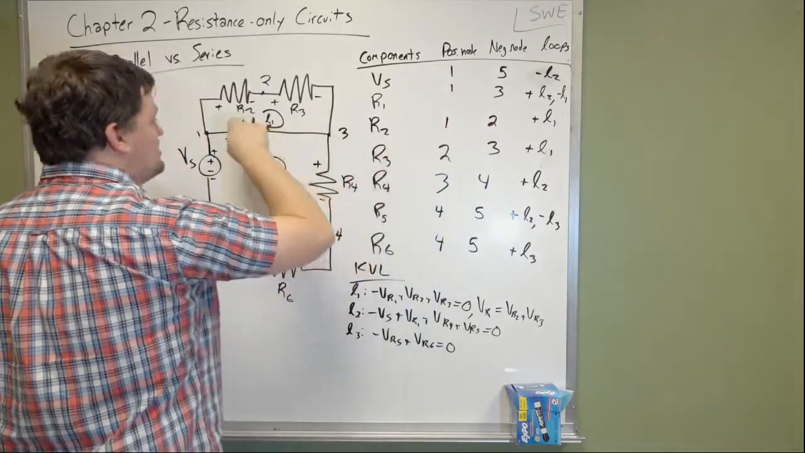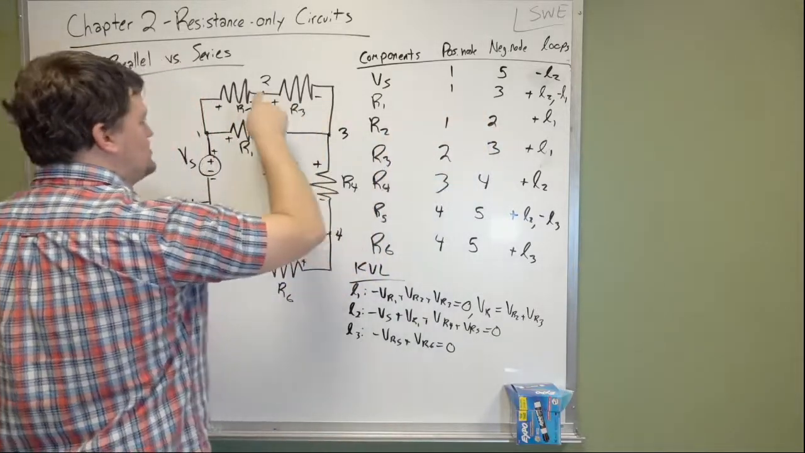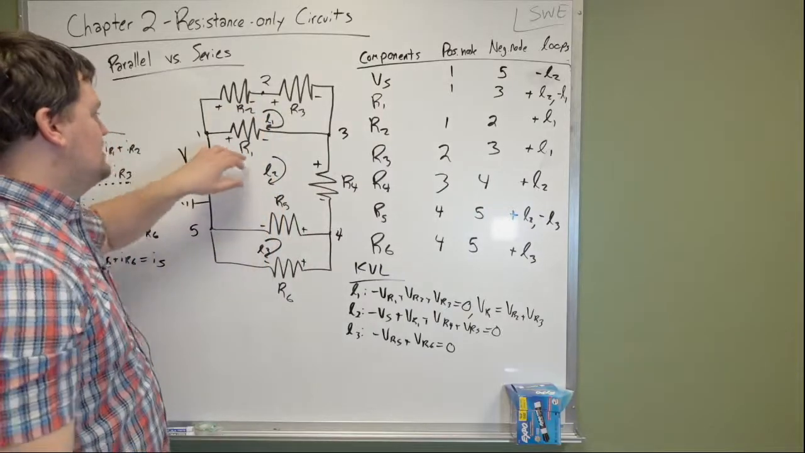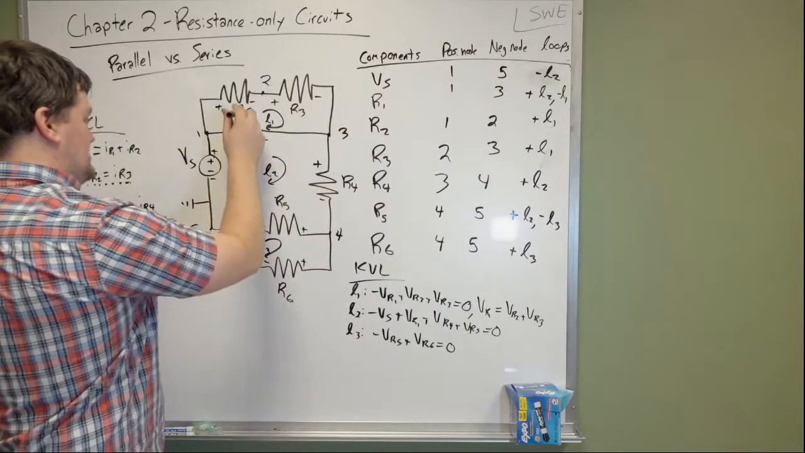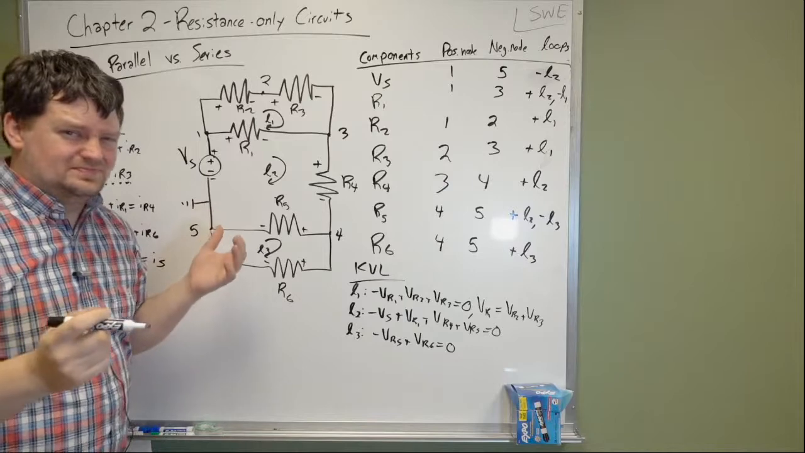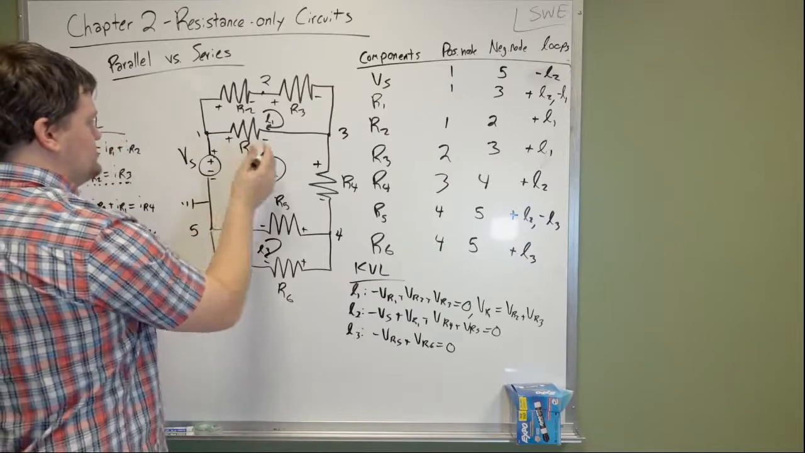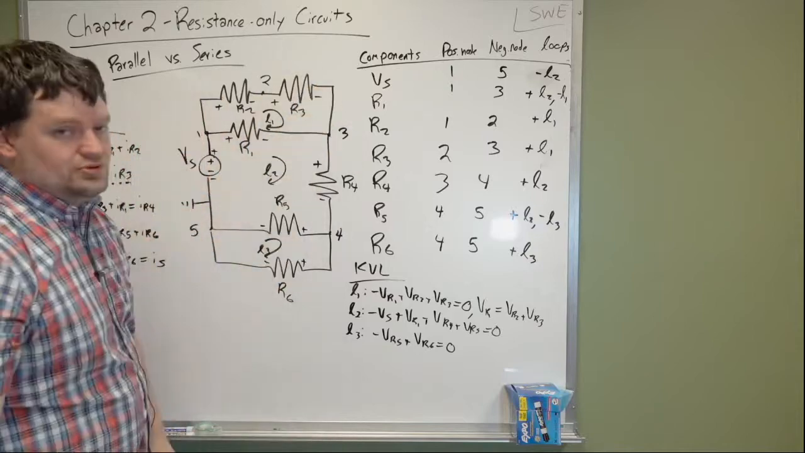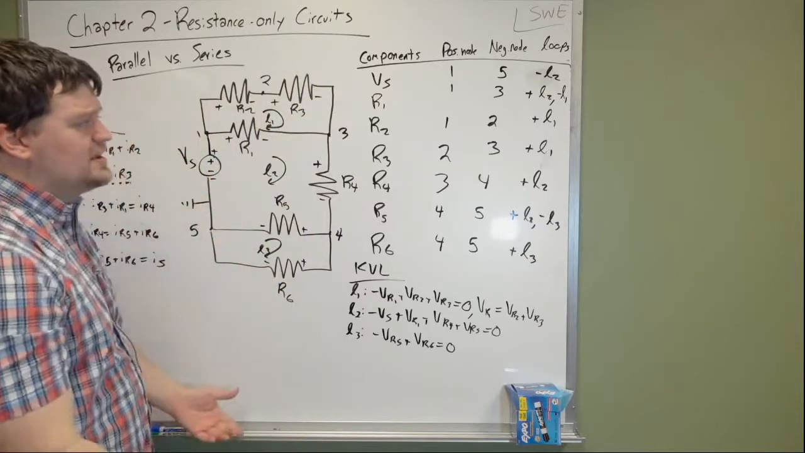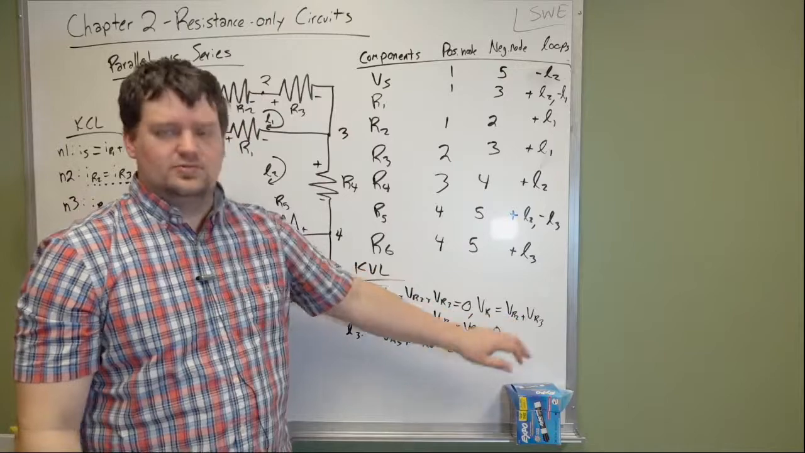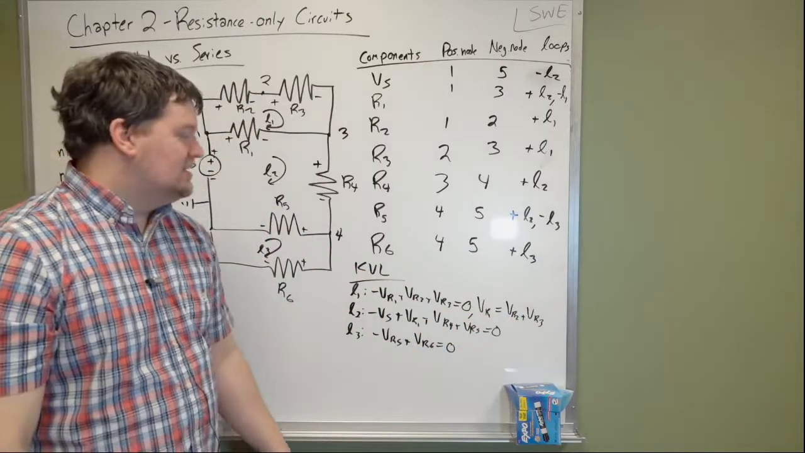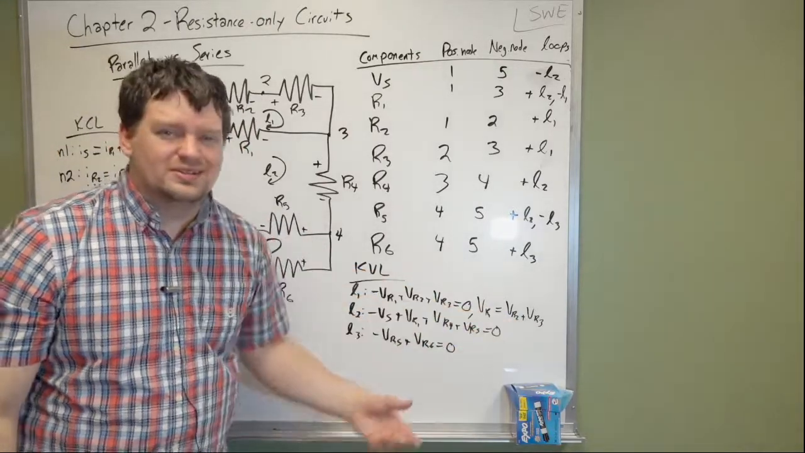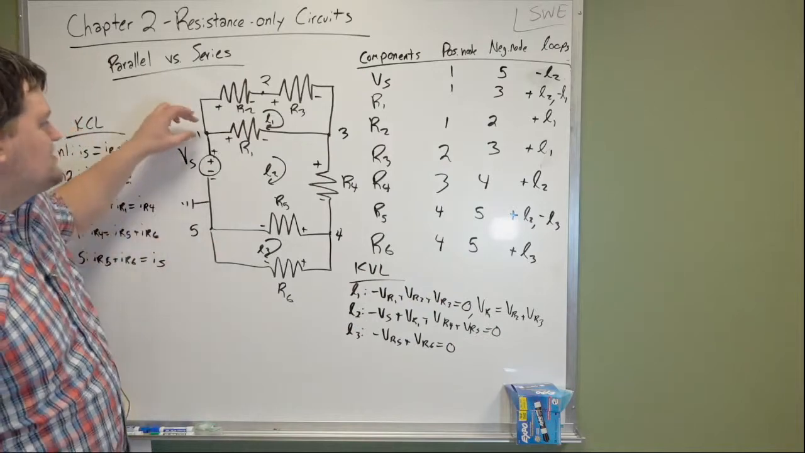Well, for R2, it starts at node 1 and ends at node 2, which means this does not have the same voltage as R2. It doesn't. The voltage across R1 is equal to the total voltage across both R2 and R3. Why is that? Well, we get this equation that says that. But why is this true? Well, it's because there is a certain voltage drop here.